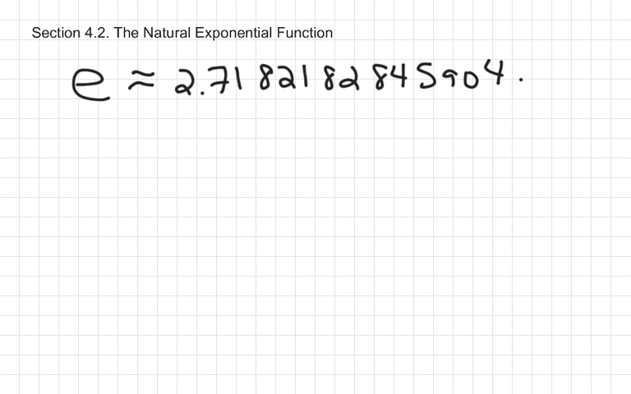2.71828284590. It's an irrational number, so it is a non-repeating, non-terminating decimal.